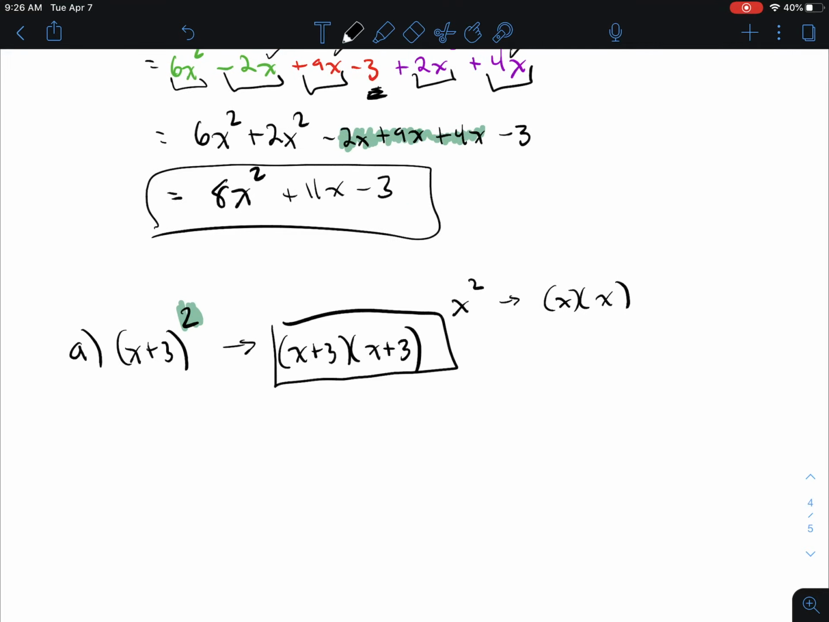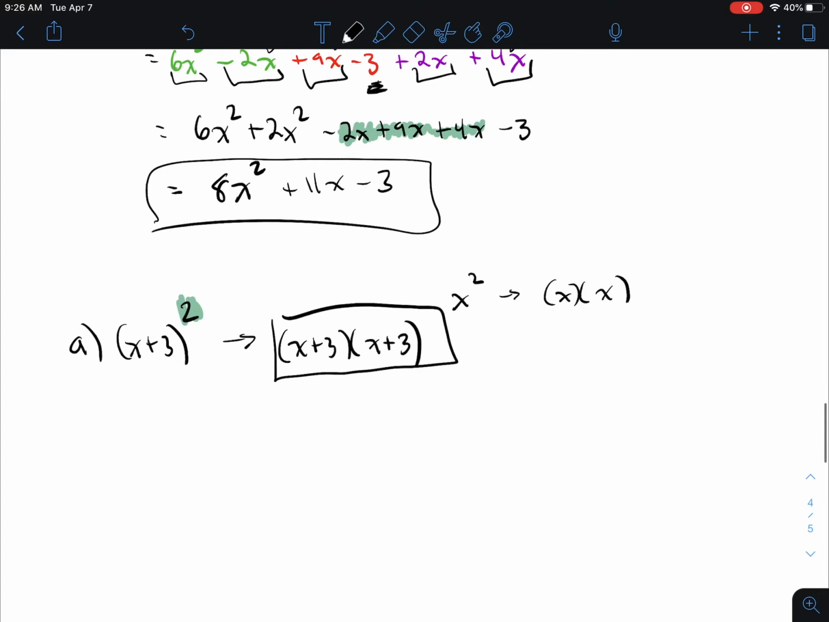And then you could choose anything that you wanted to use. If you wanted FOIL, if you wanted rainbow, or if you wanted table, you could pick any one of these 3 to expand this and simplify it, and then you'd get a final answer. So that's it for this one. If you have any more questions, just let me know, and I'll do them.